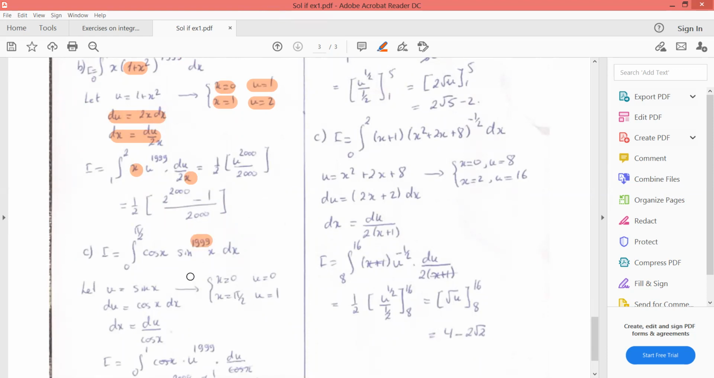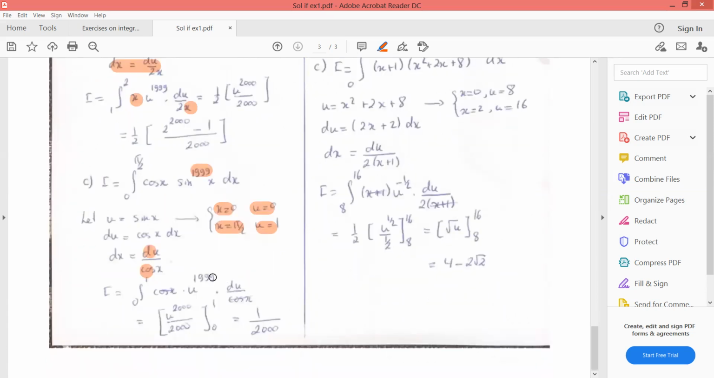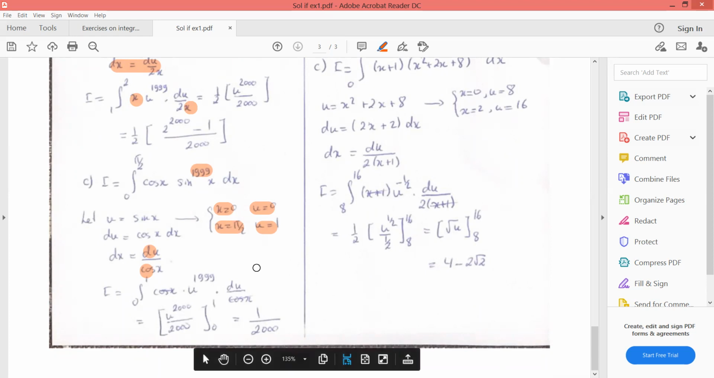Sine x. I take u equal sin x, du equals the derivative of sin, cosine x dx, so dx is du over cosine x. Also we change the bounds: for x equals 0, u equals sin 0 equals 0. For x equal pi over 2, sin pi over 2 is 1. Instead I have u to the power 199, which becomes u to the power 200 over 200 between 0 and 1.